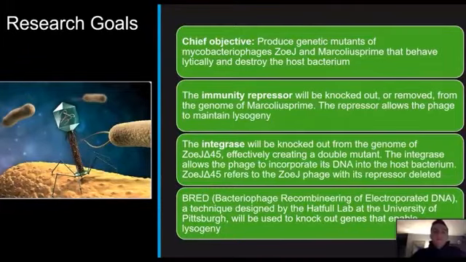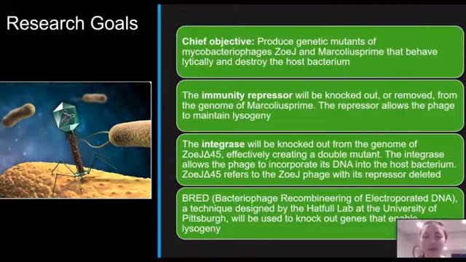All right, so now we'll talk about the chief objective of our research, which is to produce 2 mutant strains of mycobacteriophage that we have on Providence College campus. And the goal of this mutation is so that both of these phage will behave lytically and destroy the host bacterium. Now Olivia will tell you a little bit about her project.